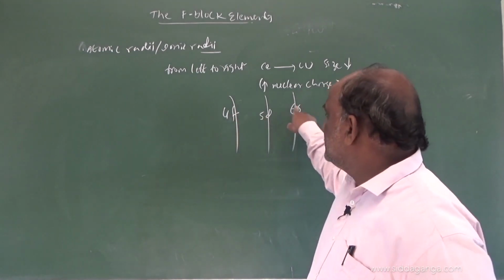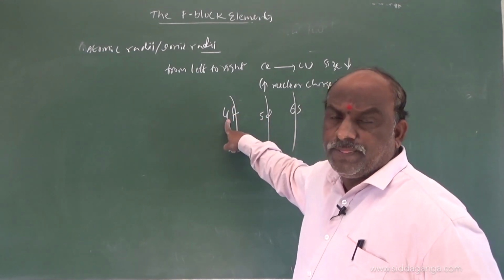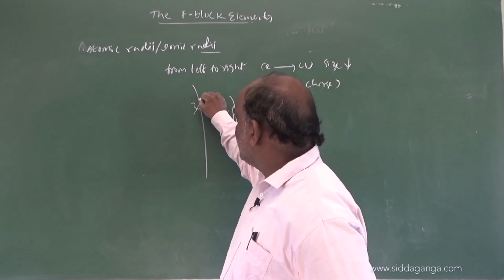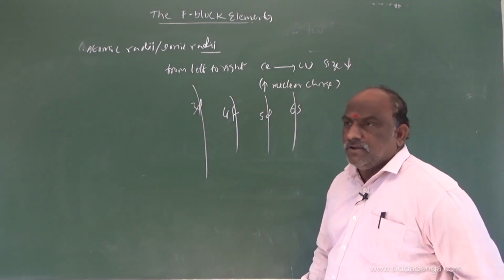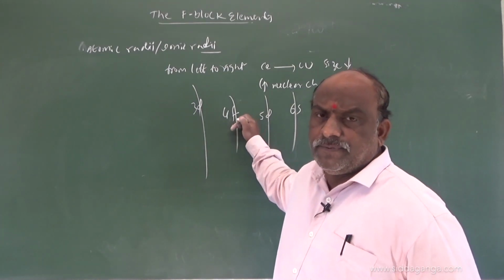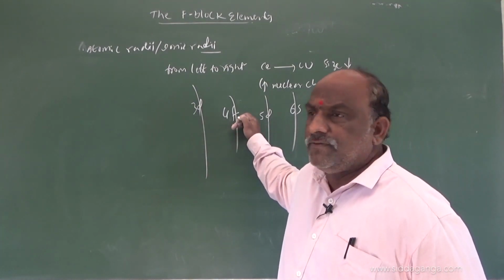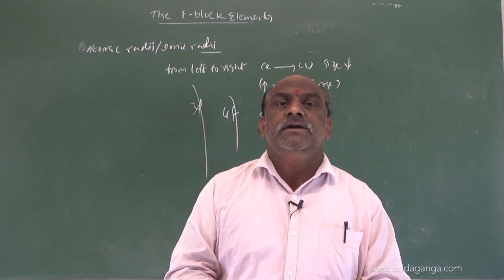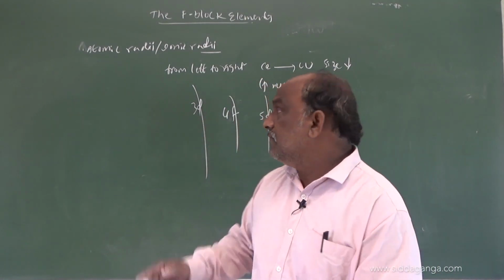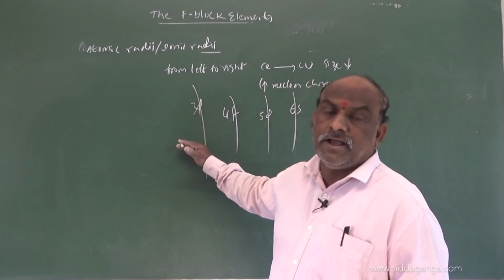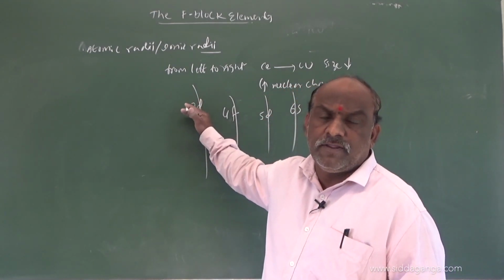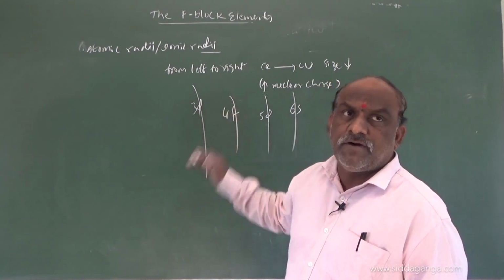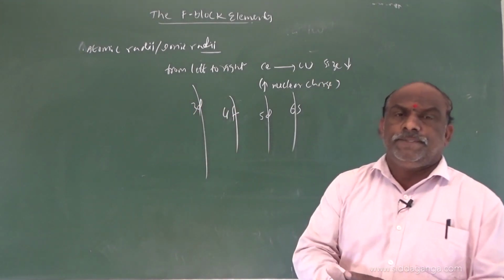After 6s, 5d, 4f. And one more point: before this 4f, next here it is 3d. In f-f screening, the screening is less. One f orbital screens another f orbital, but it screens less compared to one d orbital screening another d orbital. One d orbital to another d orbital, the screening effect is more, but one f orbital to another f orbital, the screening effect will be less. Clear?